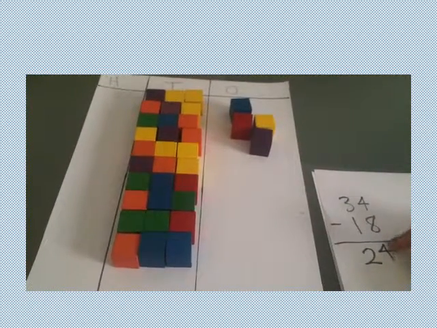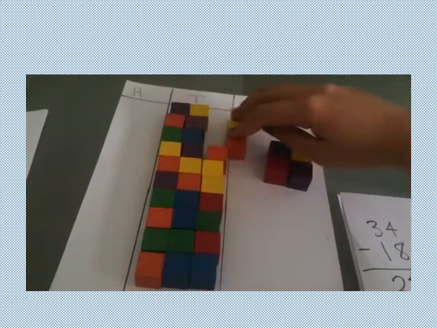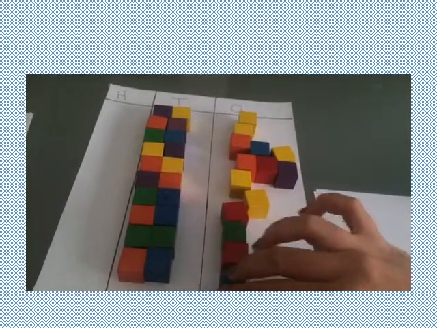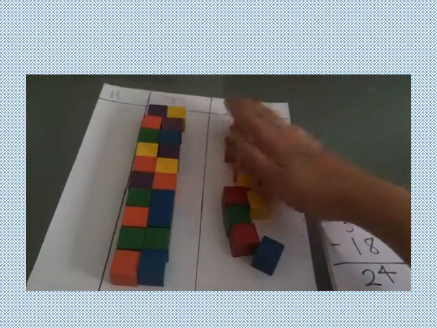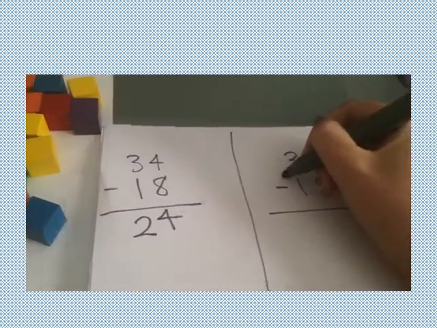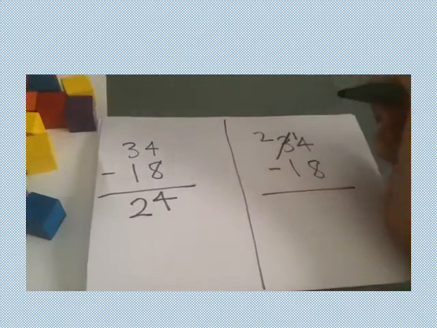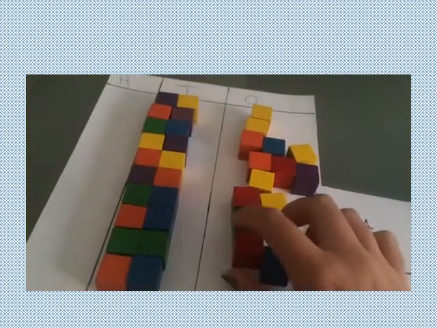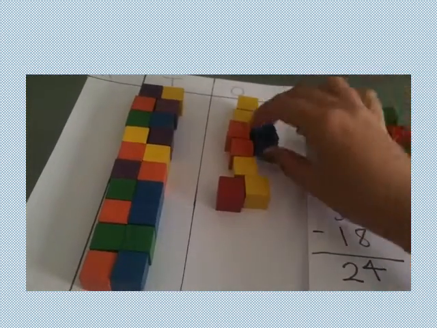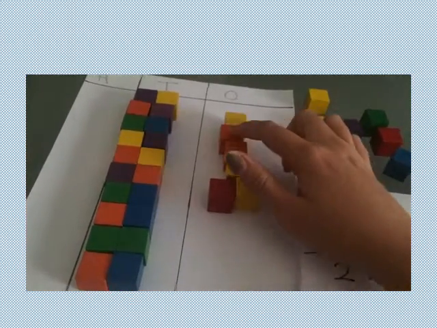So first you would begin with the ones, but as you can see, you can't minus 8 from 4, so you have to borrow 10 from the tens column to make this now 14. So as you can see, you would make this 20 and turn this into 14. And then you would subtract 8, so 1, 2, 3, 4, 5, 6, 7, 8. And now you're left with 16.